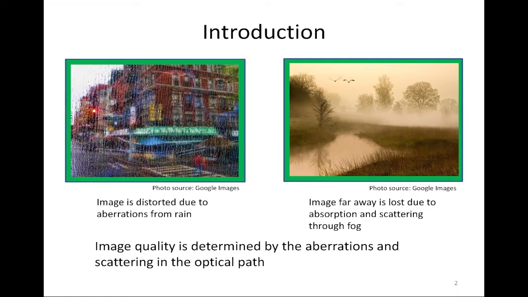So in imaging, image quality is limited by aberrations, absorption, and scattering. On the left, we can see how the image is distorted due to aberrations from the rain, and on the right, we can see how this fog causes the absorption and scattering of photons, so the image is lost far away.